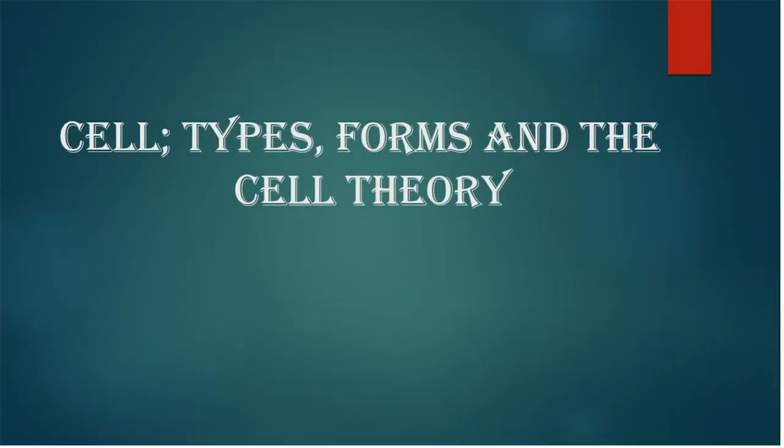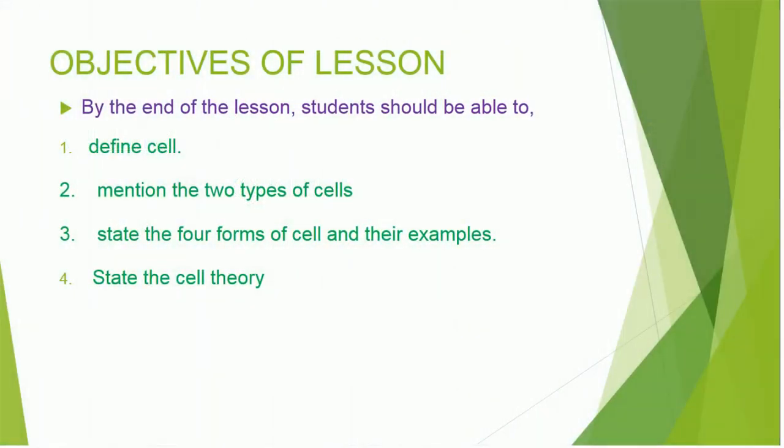Today we are going to be looking at the topic cell, its types, forms, and the cell theory. Objectives of lesson. By the end of the lesson, students should be able to: 1. Define cell. 2. Mention the two types of cell. 3. State the four forms of cell and their examples. And 4. State the cell theory.